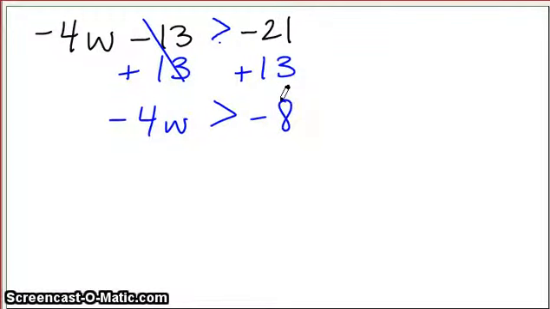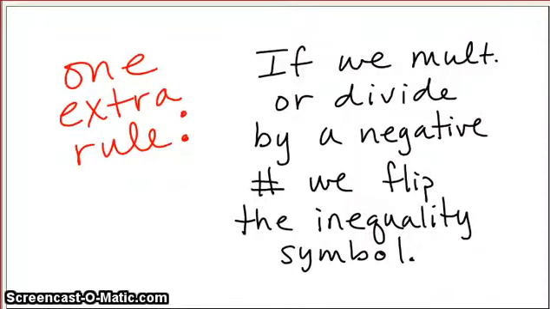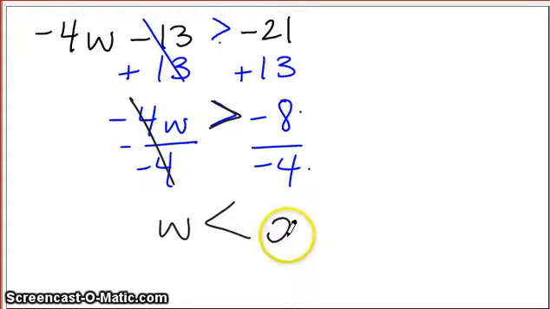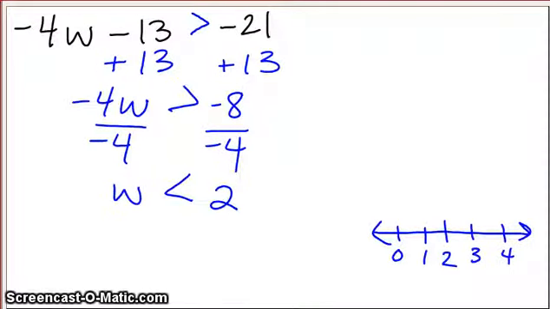So I need to get rid of the multiply by negative 4, so I'm going to divide by negative 4. What was this other rule that I said we had to remember? When we divide or multiply by a negative number, we flip the inequality symbol. So I'm going to flip this inequality symbol. This is now going to flip over. I'm going to have a less than symbol. I have W. I've canceled out those 4s. I have negative 8 divided by negative 4. I'm going to have a positive 2.